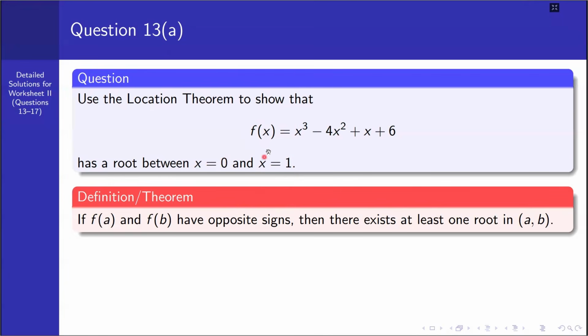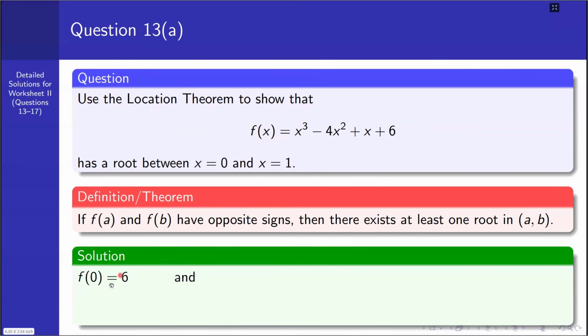We have to check the sign of the functional values f of 0 and f of 1. If the signs of f of 0 and f of 1 are opposite, then that will be an indication, or the location theorem guarantees, the existence of one root for this function between 0 and 1.